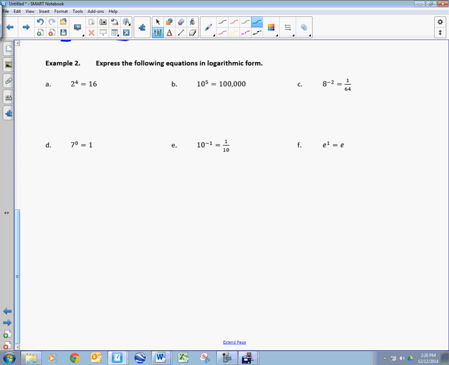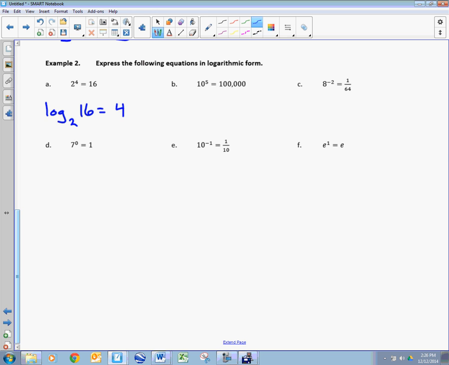Okay, so you wrote in exponential form. Now let's express these in logarithmic form. 2 to the 4th is 16. What that means is log base, what's my base? 2 of 16 is equal to 4. Because logarithms give you exponents. They allow us to solve for exponents. That's what we write.